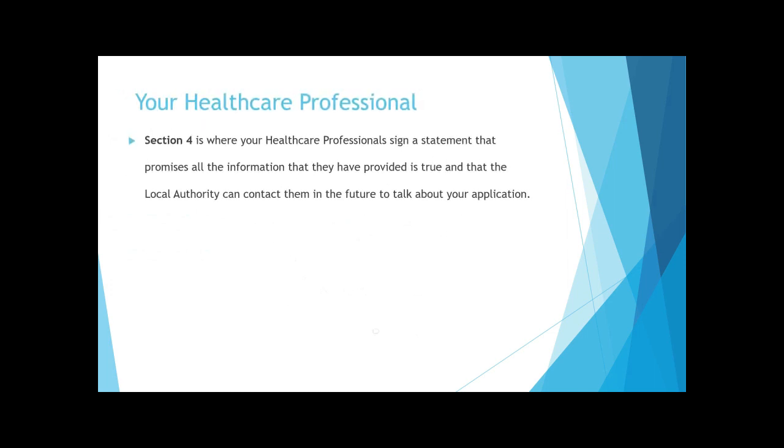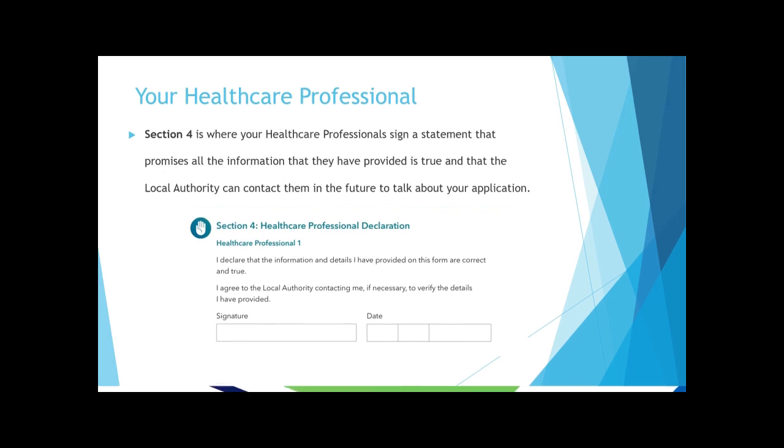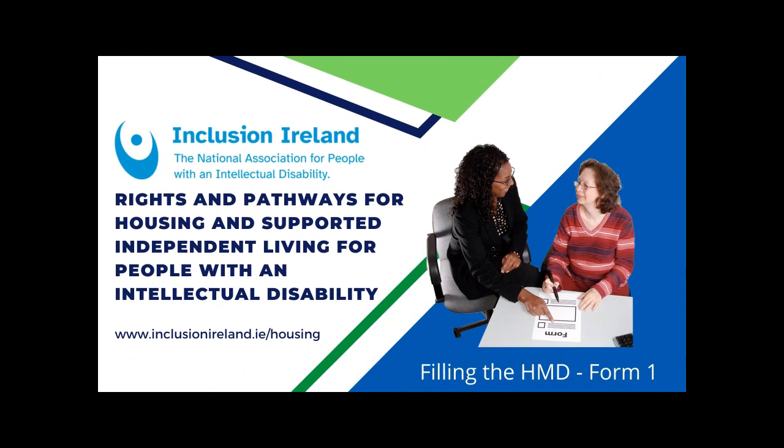And we're on to the final section. Section 4 is where your healthcare professionals sign a statement that promises all the information that they have provided is true, and that the local authority can contact them in the future to talk about your application. And that's how you fill in the HMD Form 1 when applying for social housing supports.